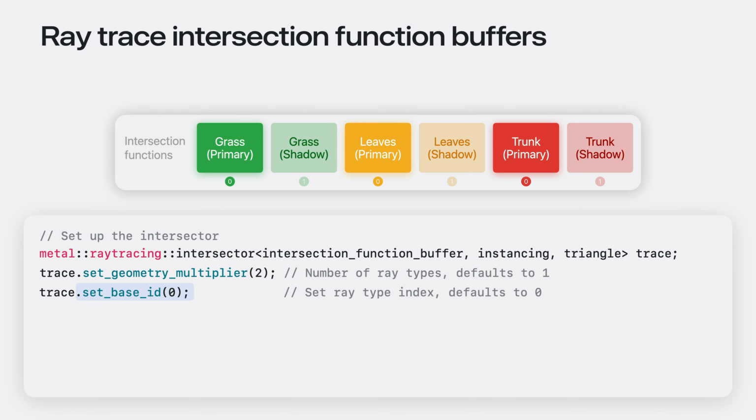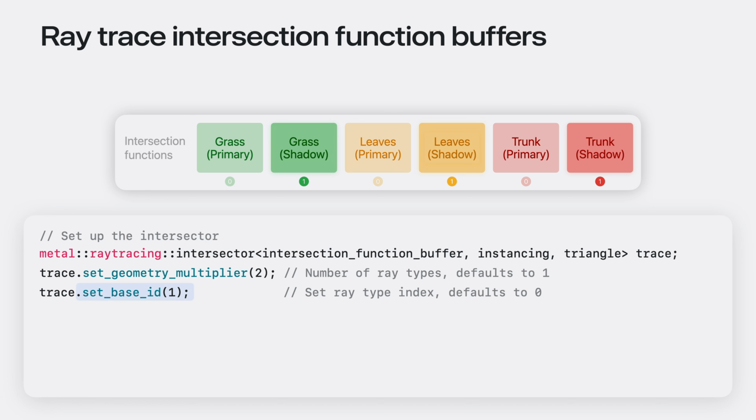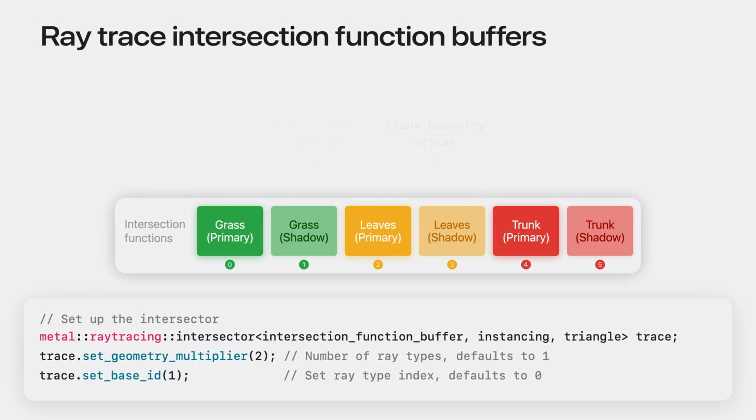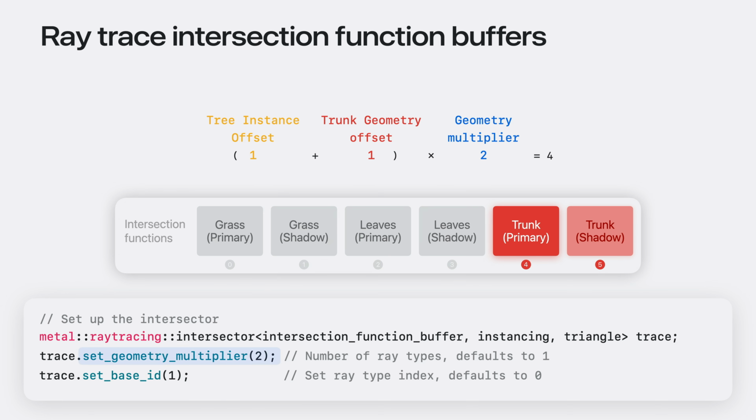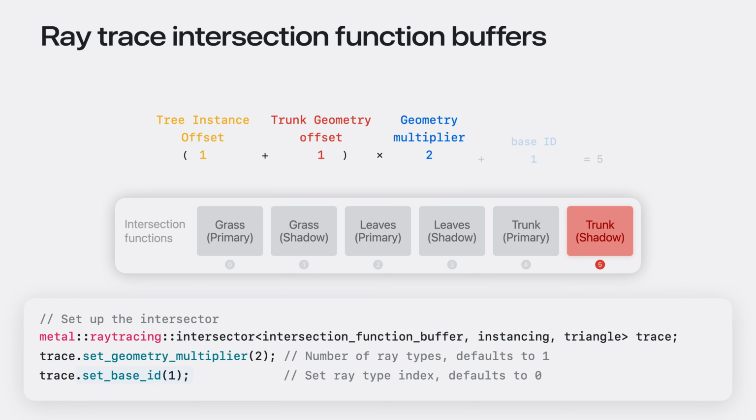And within those 2 ray types, you need to provide the base index for the ray type you are tracing. In this example, the base index for tracing primary rays would be 0. And for tracing shadows, the base ID is 1. When the instance and geometry contribution of the tree trunk, the geometry multiplier, and the base ID of shadow ray type are combined, the pointer ends up in the desired intersection function. Finish your code off by passing the intersection function buffer arguments to the intersect method.